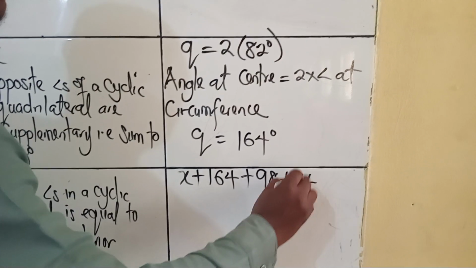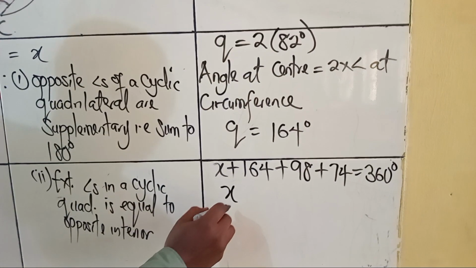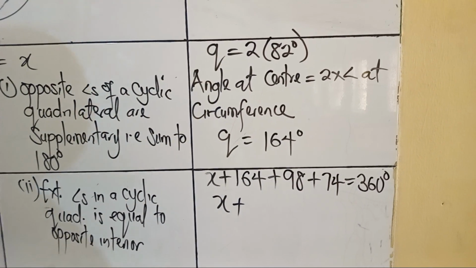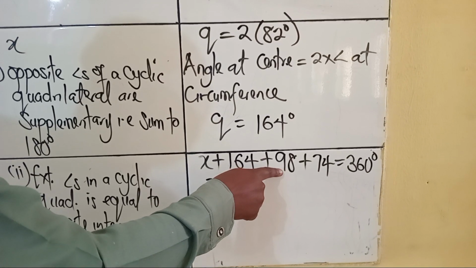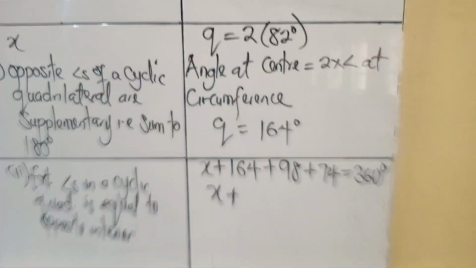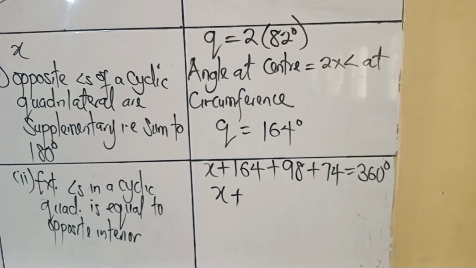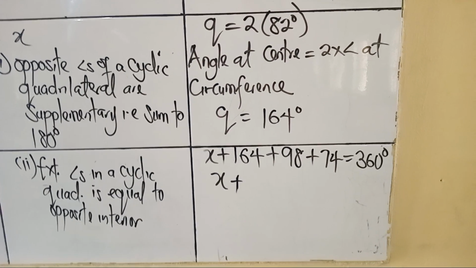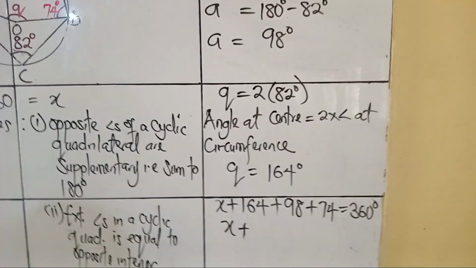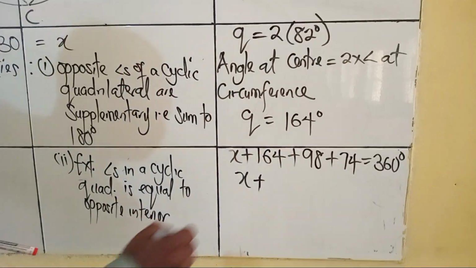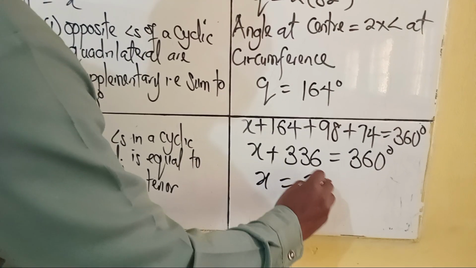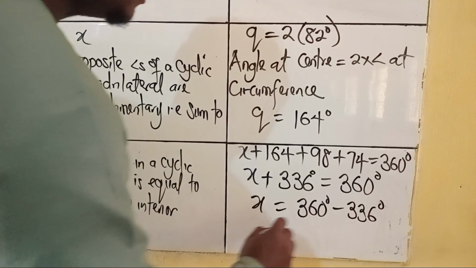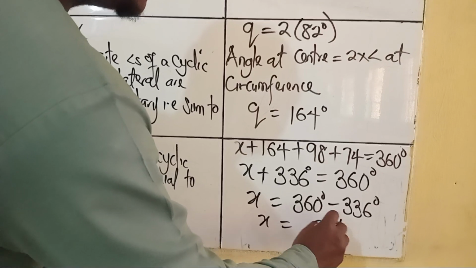X plus 164 plus 98 plus 74 equals 360 degrees. Let's quickly add it up. 164 plus 98 plus 74 will give us 336. So X plus 336 equals 360 degrees. So to collect like terms, we have X equals 360 degrees minus 336 degrees. So X equals 24 degrees, and that's the answer.